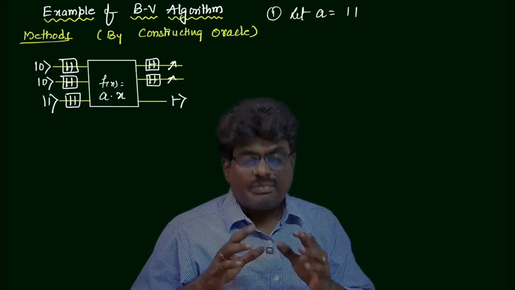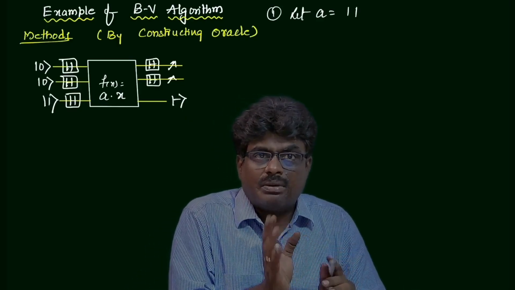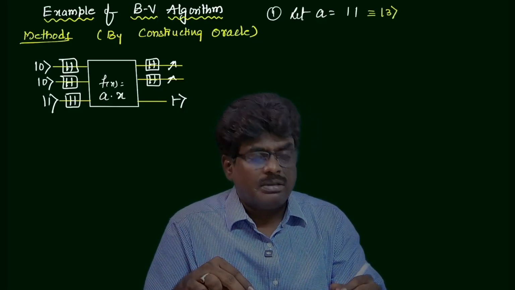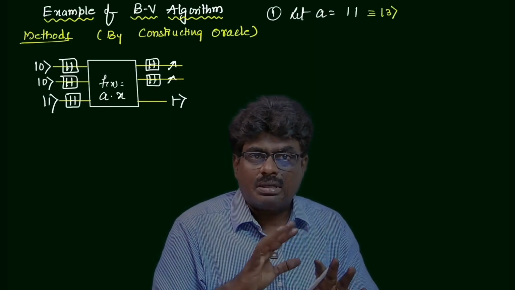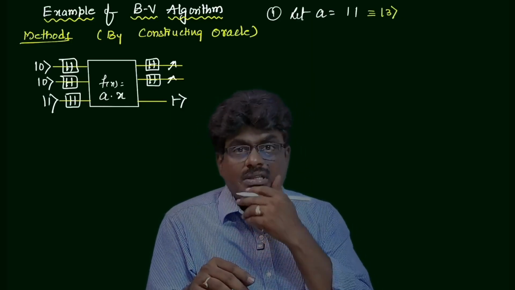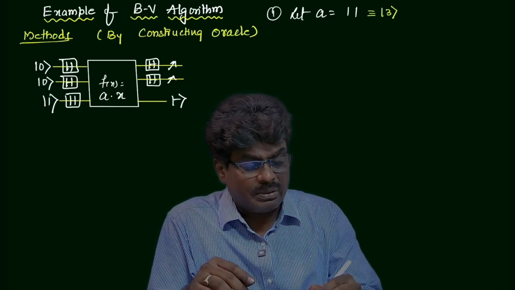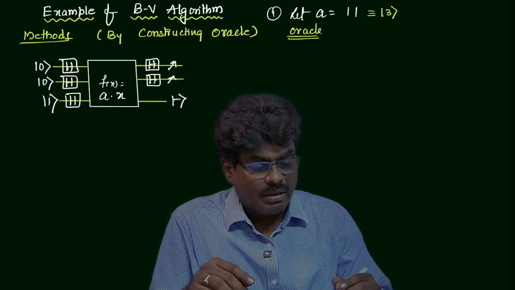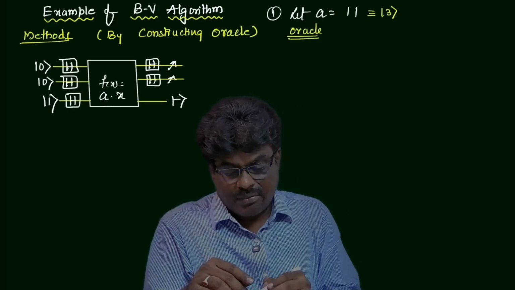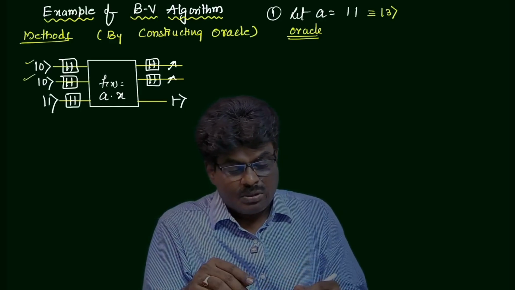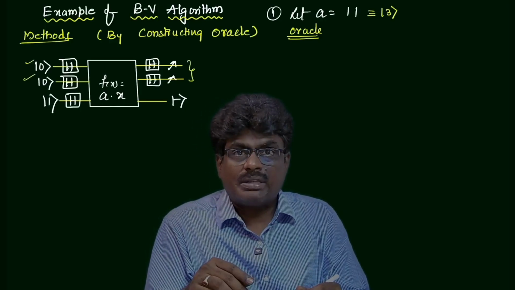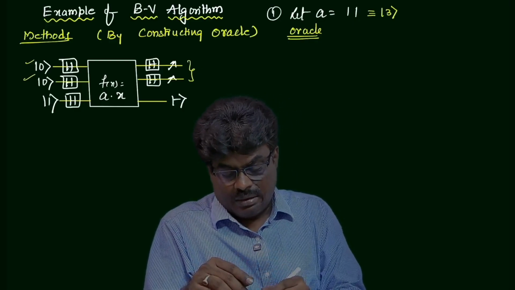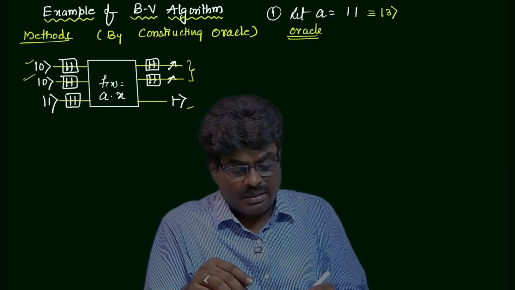Here I have taken the hidden variable a equal to 1 1, which in decimal notation is 3. Remember, while solving the circuit I will use the decimal notation. How do we construct the oracle for a equal to 1 1? Here a total of 3 qubits are there, and the inputs are 0 0 1. Once you make a measurement, we have to get the output a equal to 1 1, with a Hadamard on each qubit and a minus sign on the last.